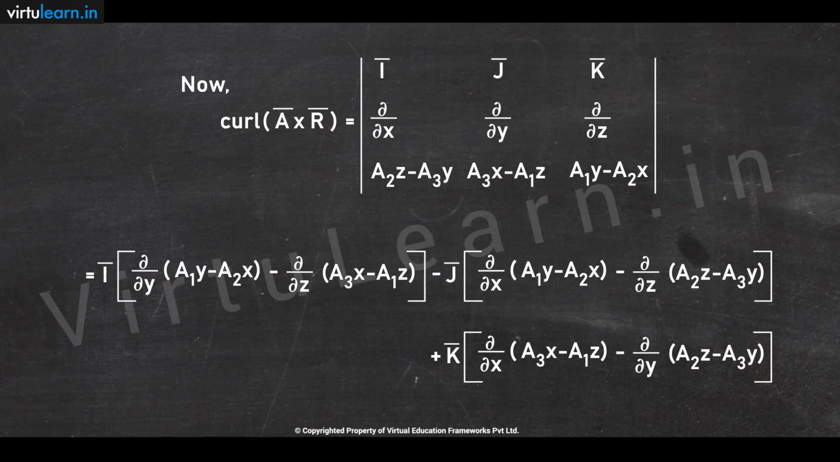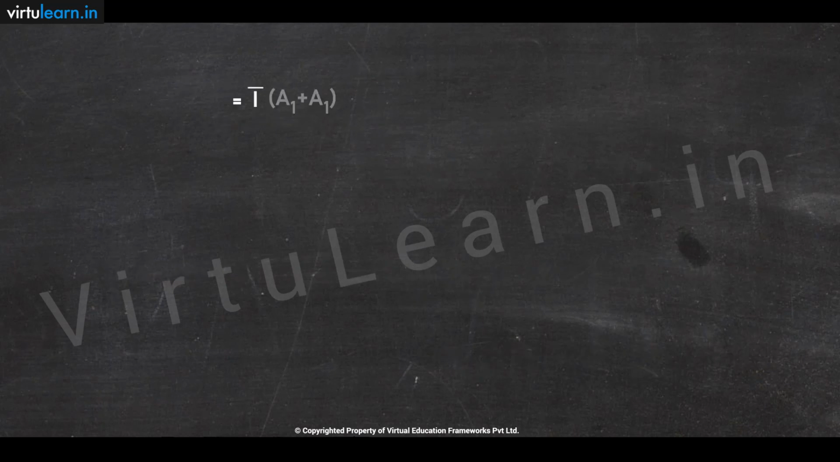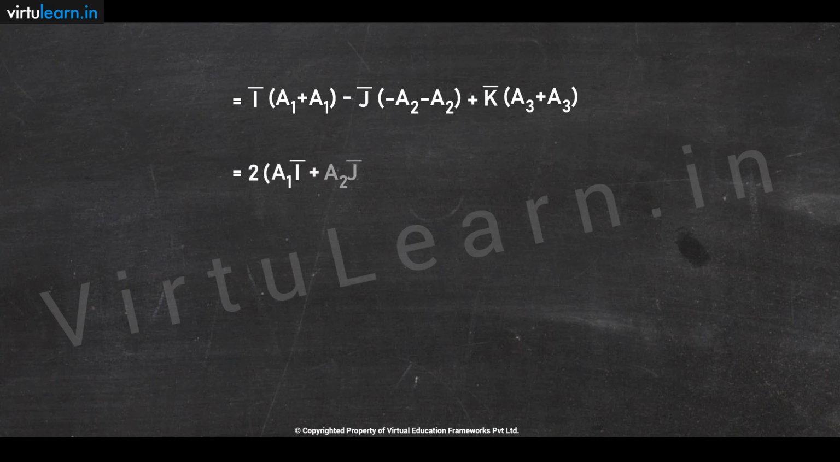After performing partial differentiation, you get i bar into a1 plus a1, minus j bar into minus a2, plus k bar into a3 plus a3, or it becomes 2 times a1 i bar plus a2 j bar plus a3 k bar, or it becomes 2 times a bar.